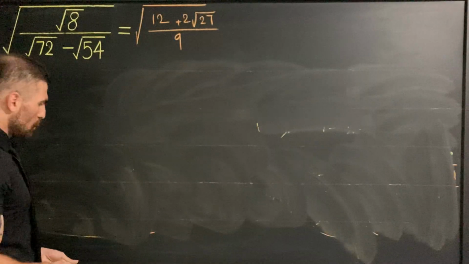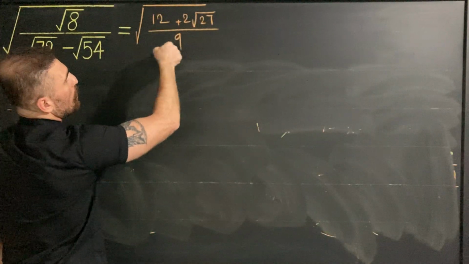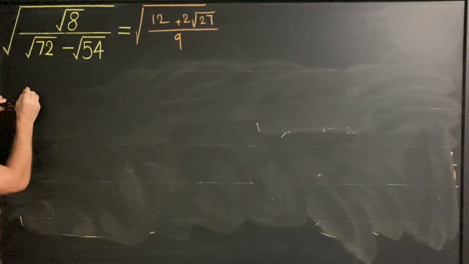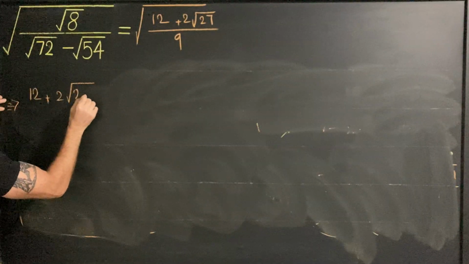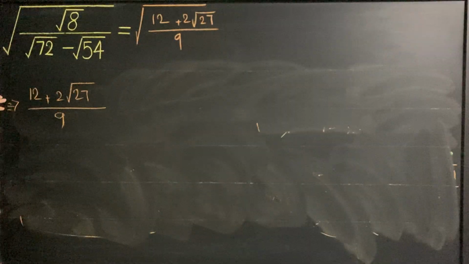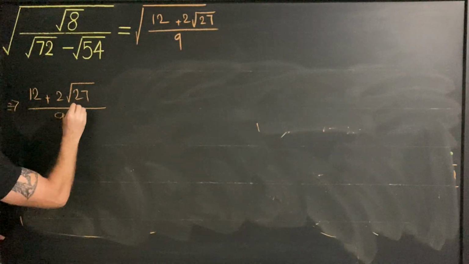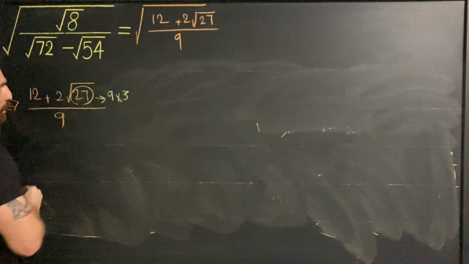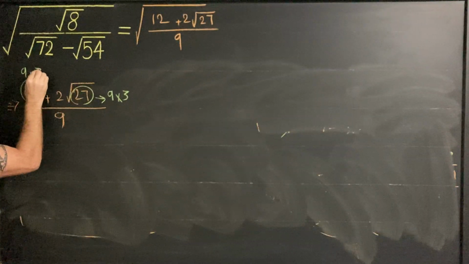So again, I'm going to continue my solution by working on this inner part, which means, let me rewrite it here, 12 plus 2 second root of 27 over 9. How can we continue the solution? Look, what is 27? 27 is 9 times 3, right? What is 12? 12 is 9 plus 3.